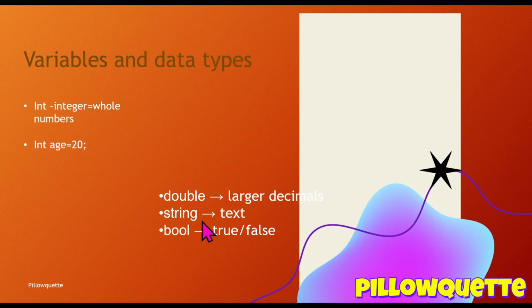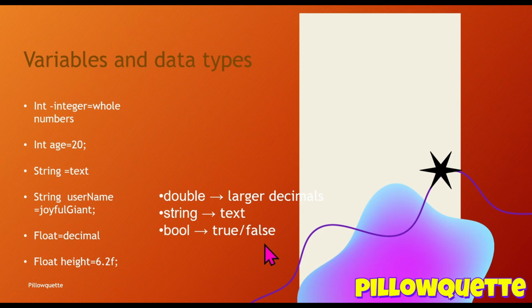Now we have other ones, like string. Integer is used when you're trying to use numbers. A string is used when you're trying to use text. Float is used when you're trying to put decimals. Double is used when you're looking for a larger set of decimals. And bool is used when you're doing true or false. I'm going to show you an example. Do not worry. So we have a string name.